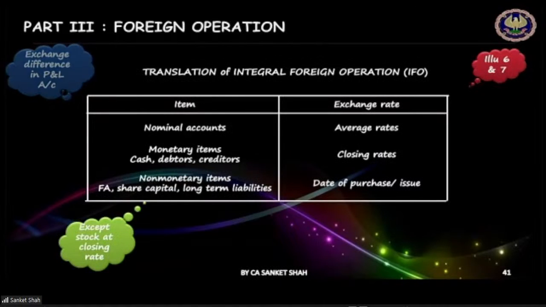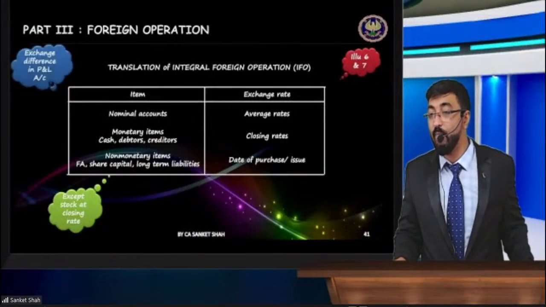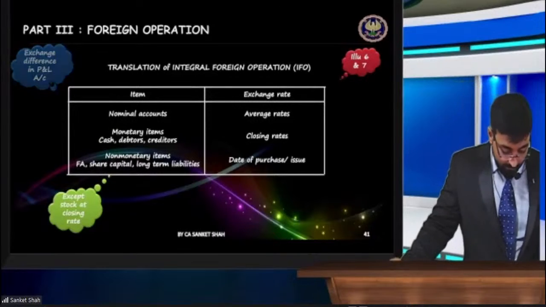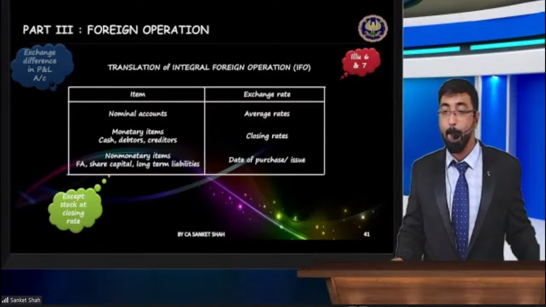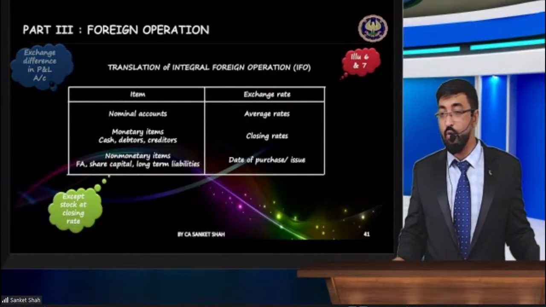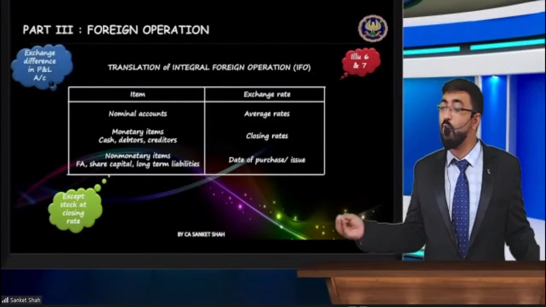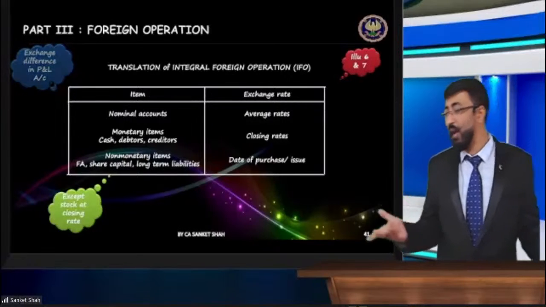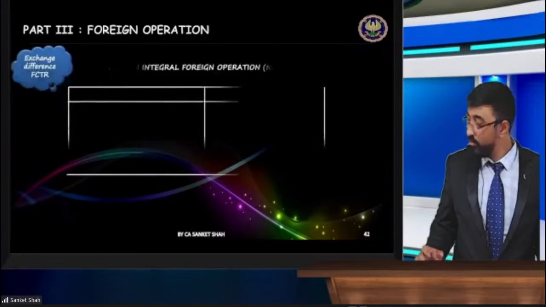Okay, so nominal accounts at average rate, monetary items at closing rate, and non-monetary items at date of purchase or issue rate. Janki, yes, it is a separate entity, non-integral foreign operation. Stock at closing rate. So you will understand it by solving illustration number 7. It's very easy. You just apply average rate, closing rate, and convert it into rupees. It is given in euros or pounds, and you have to convert it into rupees, so you have to multiply it.